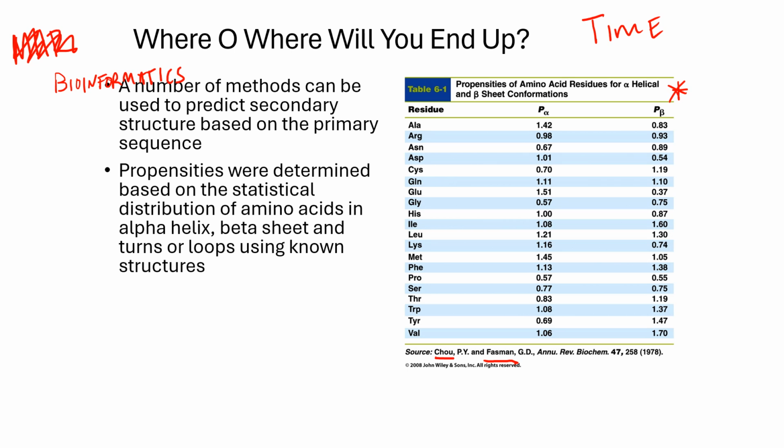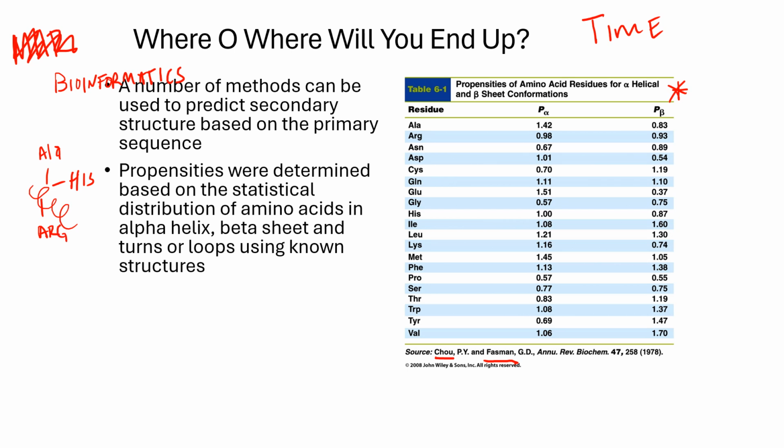And they went through all of the proteins that had an alpha helix. And they said, okay, this alpha helix has all these amino acids. Here's an alanine. And then after that is a histidine. And then after that is an arginine.